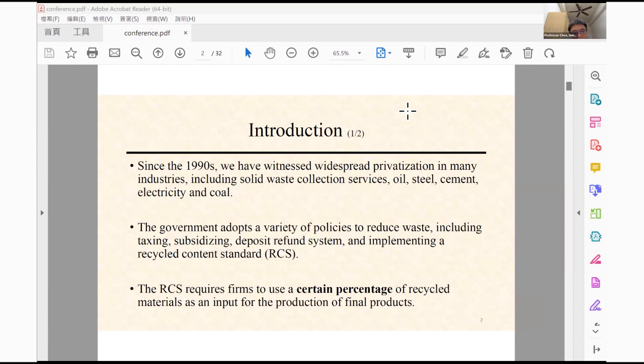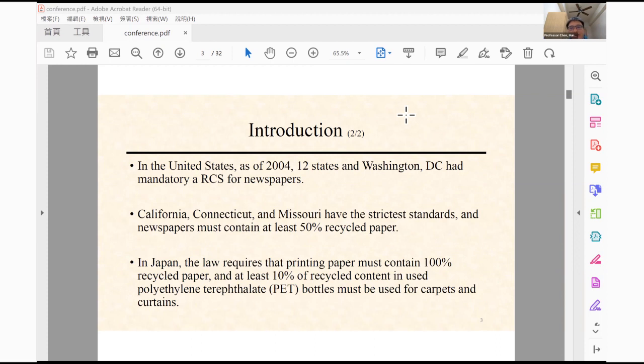The recycled content standards require firms to use a certain percentage of recycled material as an input for the production of the final products. In the United States, 12 states and Washington, D.C. have mandatory recycled content standards for newspapers. And in Japan, the law requires that printing paper must contain 100% recycled paper and at least 10% of recycled content in used PET bottles must be used for copies and curtains.